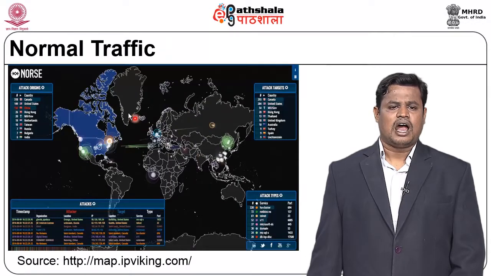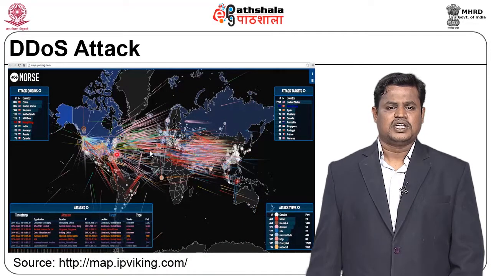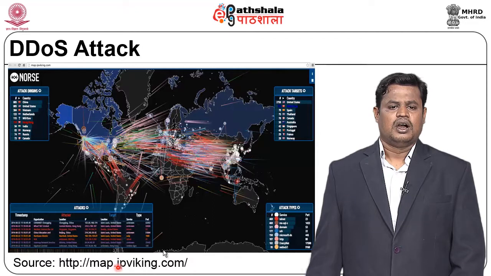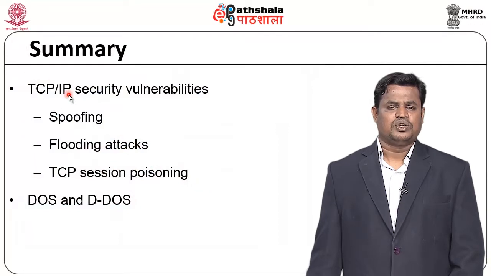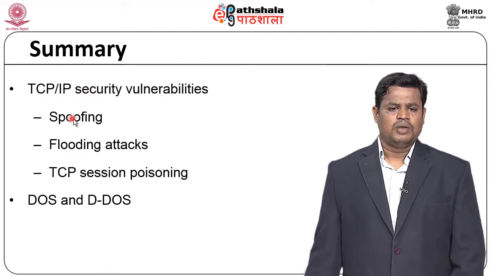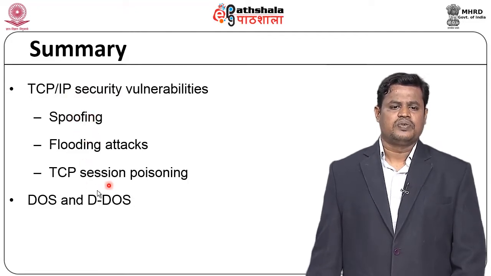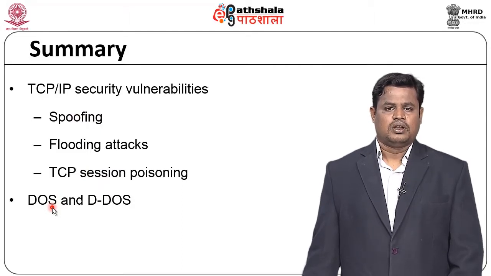This is the normal traffic scenario where we can see a server being requested for a service, and this is a distributed denial of service attack where you can see an enormous amount of packets which it is unable to handle. We can see this in real time with the help of the ipviking.com website. So overall we understand the issues related to networking when I use the network for various services, the layer vulnerabilities, what spoofing means, what flooding means, what a session means, and also what denial of service and distributed denial of service mean with respect to the transport layer network model. Thank you.